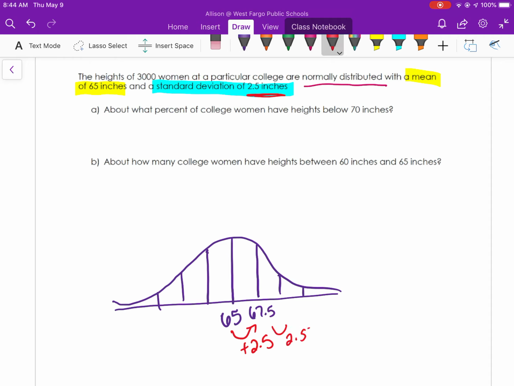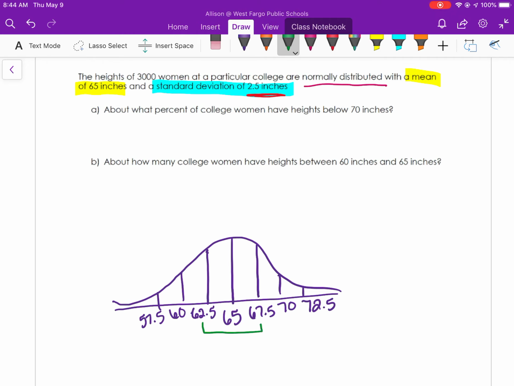67.5 plus 2.5 will be 70, and then adding another 2.5 will be 72.5. And then going to the left, you're going to subtract 2.5. So 65 minus 2.5 is 62.5. Subtract 2.5 again and get 60, subtract 2.5 again and get 57.5. So those give me my bottom numbers. So to the left you subtract, and when you go to the right you add the standard deviation.